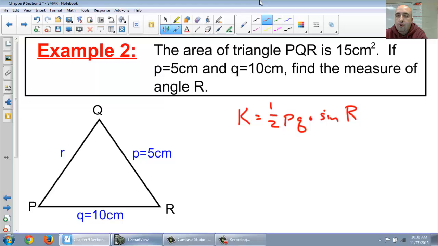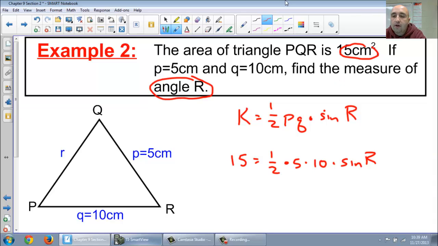All right, so let's fill in what we know. It says the area of the triangle is 15 centimeters squared. Remember, K is area, so 15 equals 1/2 times P, which is 5, times Q, which is 10, times sine of angle R. We're trying to figure out what angle R is, so that's why they don't give you angle R. All right, so let's figure this out. So 15 equals 1/2 times 5 times 10. What's half of 10? Half of 10 is 5. So now I have 5 times 5.